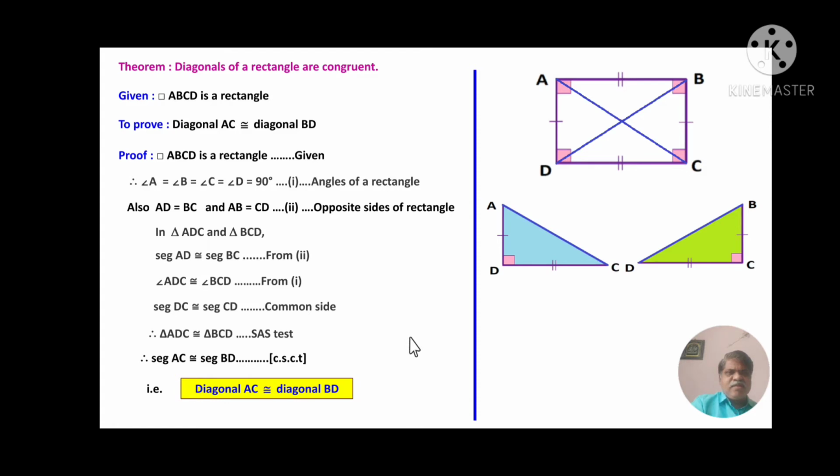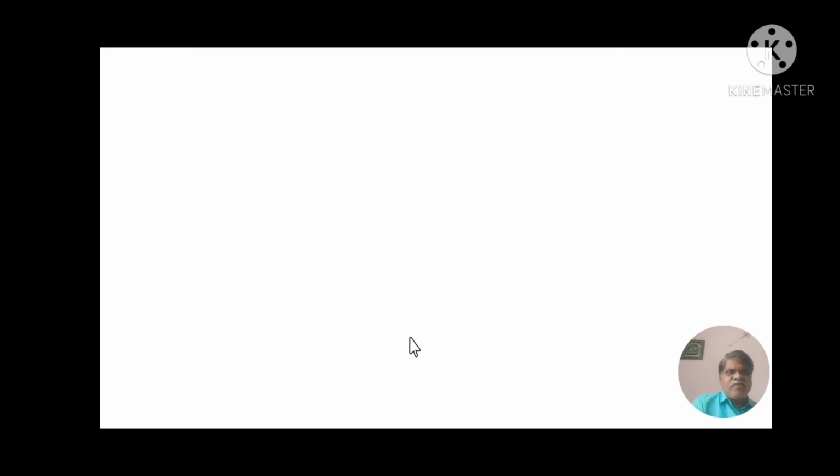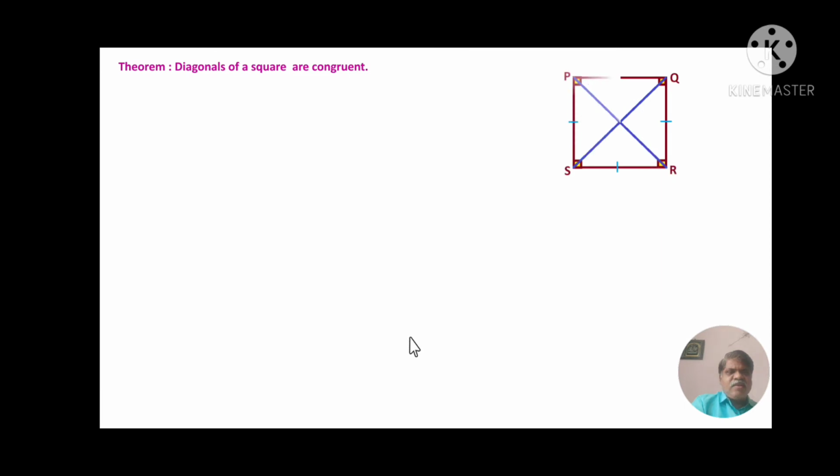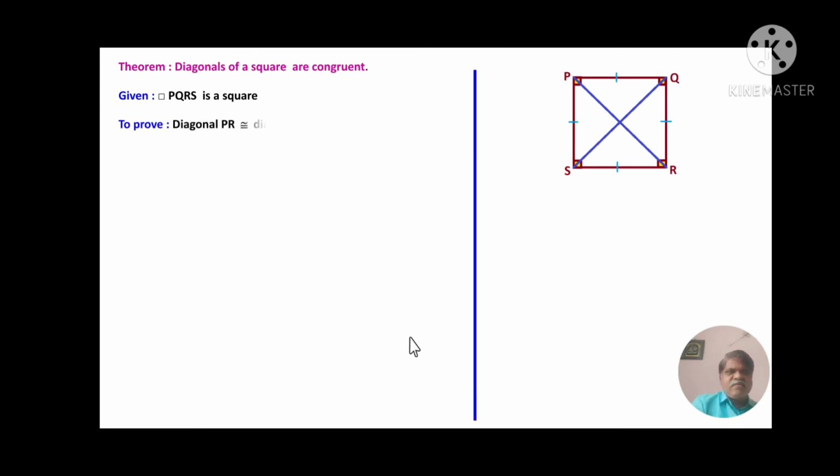So let us start with the next theorem, that is based on the square. So the second theorem is: diagonals of a square are congruent. In the adjoining figure, you could see PQRS is a square whose diagonals are shown with blue color. Friends, let us start with its proof. Given: quadrilateral PQRS is a square, and what is given has been written.